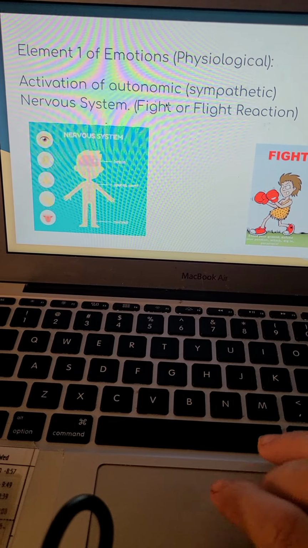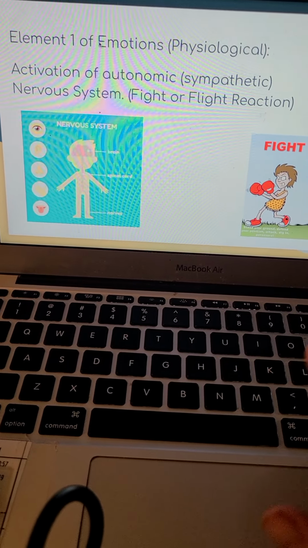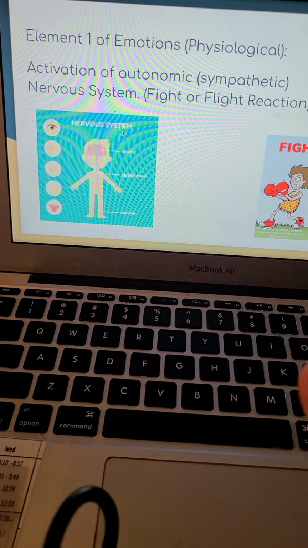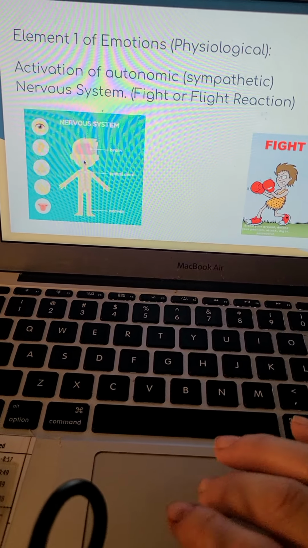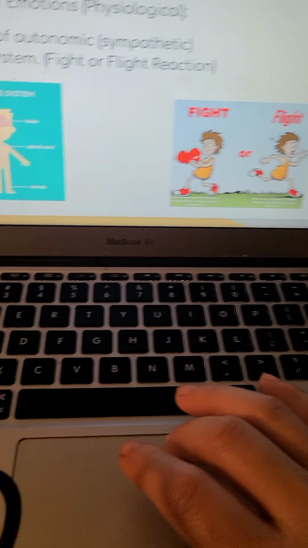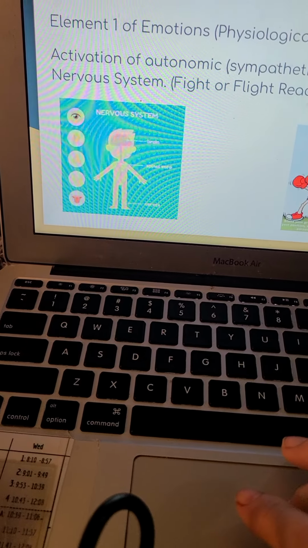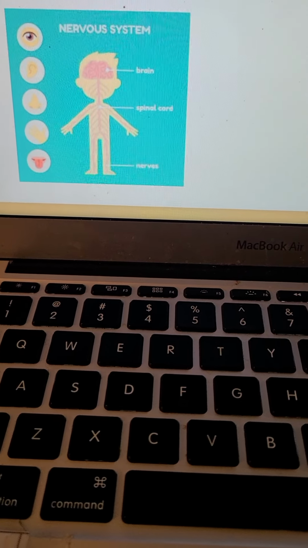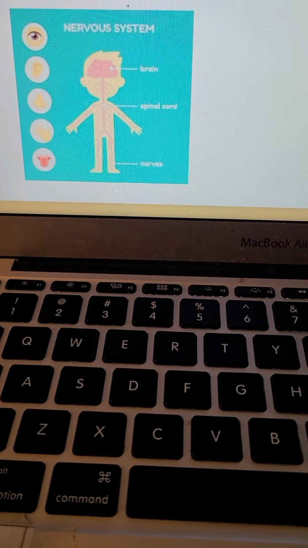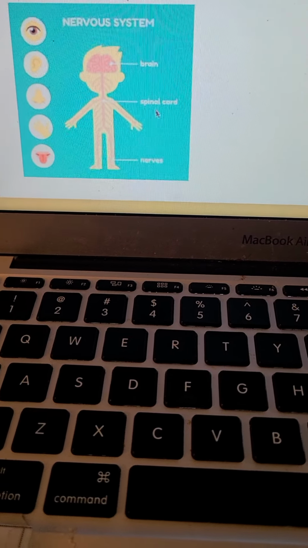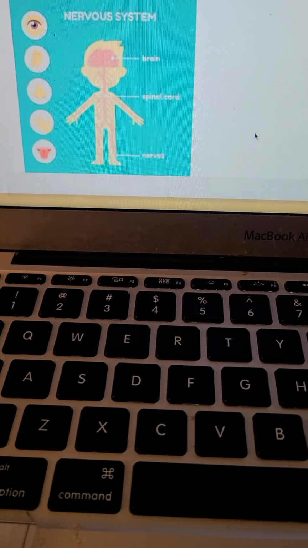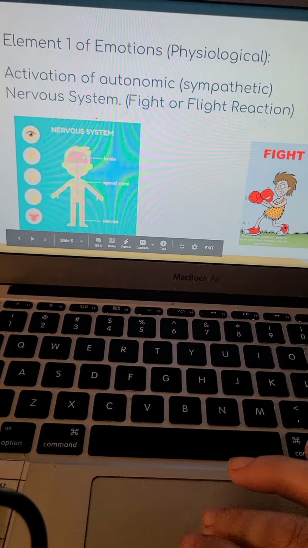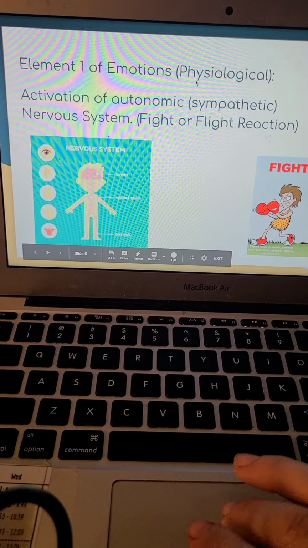Okay, there are two elements in emotions. The first one is physiological. Okay, and in this part, what I'm doing is I'm adding pictures so they can remember. Okay, and for example, in this picture, it's just like a very little introduction to the nervous system, which is just mainly the 3 parts, because maybe on day 3 they will learn more about it, but it's more complex. Okay, so again, 2 pictures so they can actually remember the word.